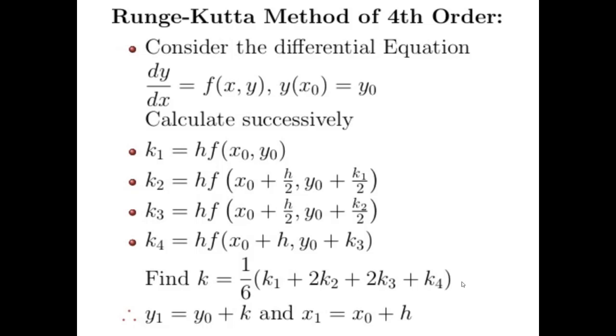So if we want to calculate the value of y1 at x1, we calculate it like this: y1 is equal to y naught plus k, and k is 1 by 6 of the summation of k1 plus twice k2 plus twice k3 plus k4. In the generalized form we can also write this formula as y n plus 1 is equal to y n plus k.